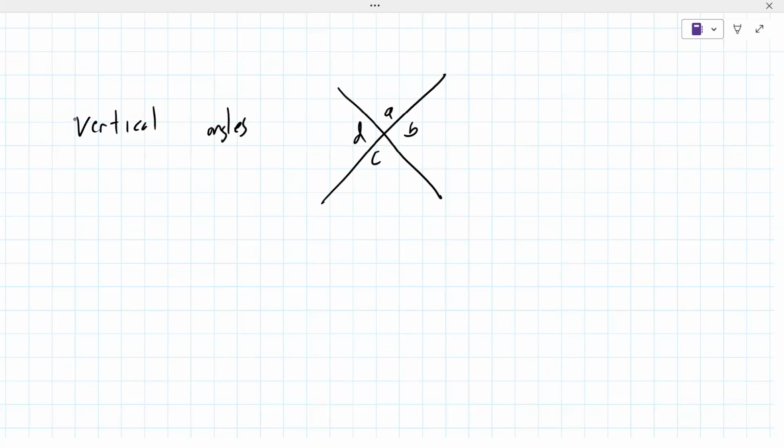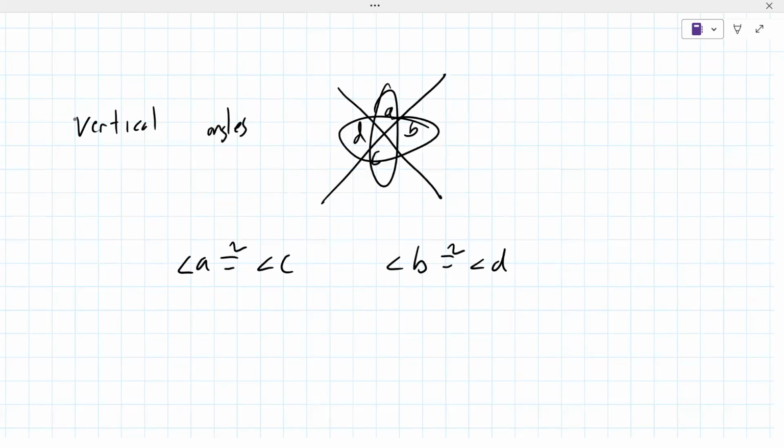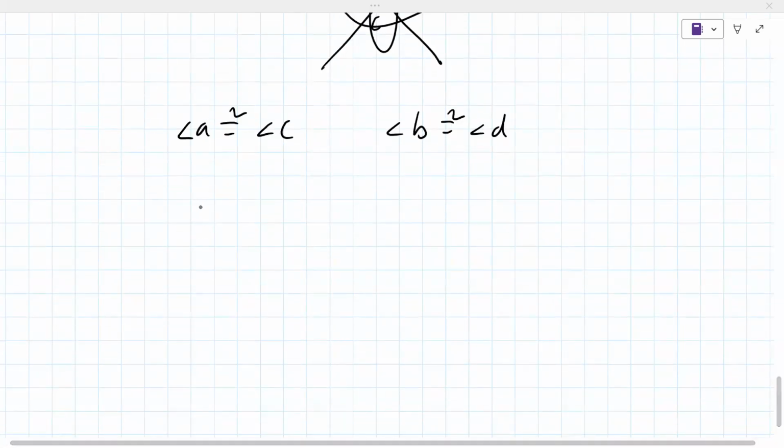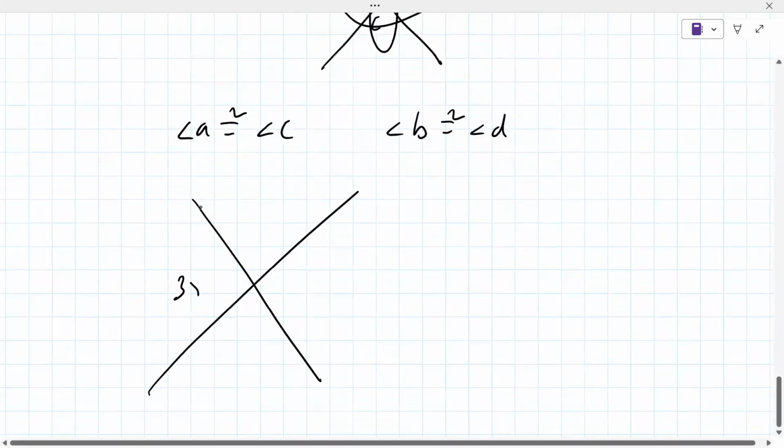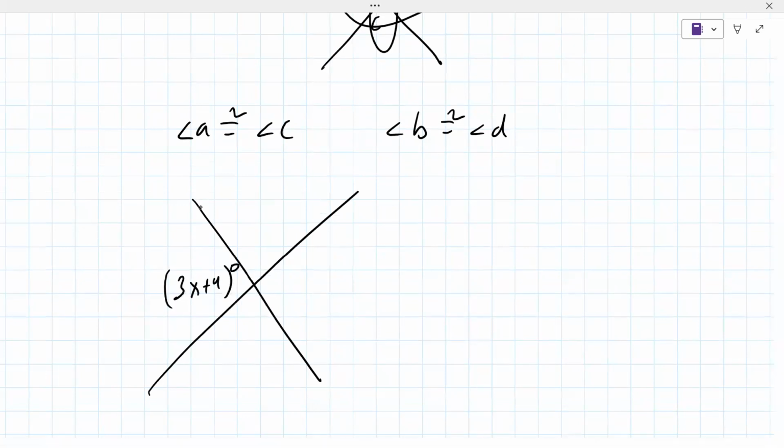So A and C. Yes. Angle A is congruent to angle C, and then angle B is congruent to angle D. So they can either go vertical or horizontal, doesn't matter. They are congruent. Okay. So vertical angles, if they are congruent, that means we can solve some equations like we were doing in another previous lesson here. So let's just say I have two angles here, and this first one is 3x plus 4, and this one is 2x plus 16. Are these vertical angles?